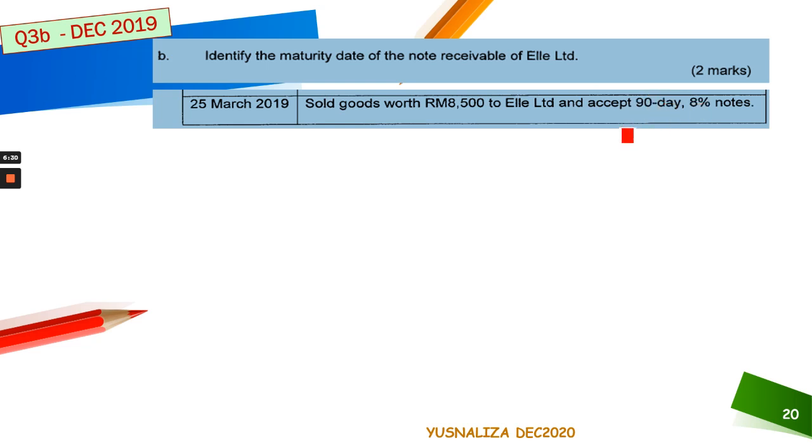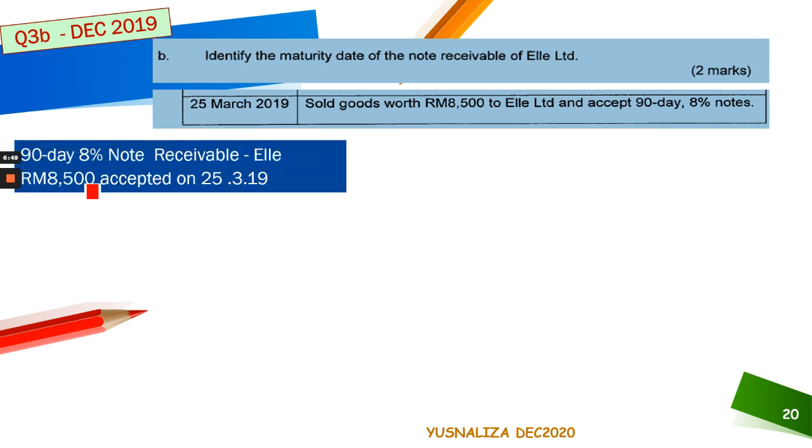So there is a maturity period of 90 days, right? And you are asked to identify when the maturity date is if the notes were accepted from L Limited on 25th of March. When is the maturity date? To do that, you need to know that this is 90 days.